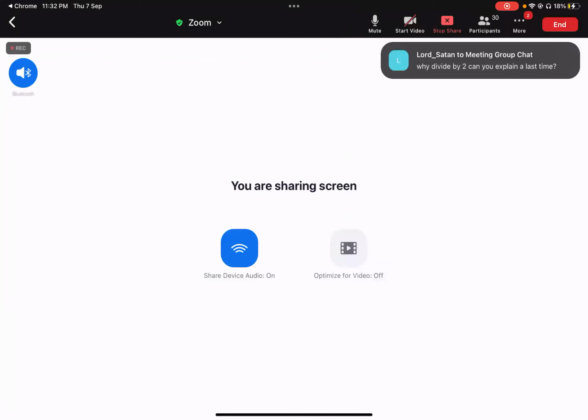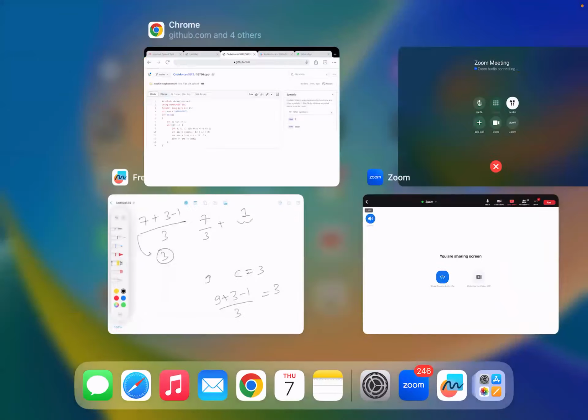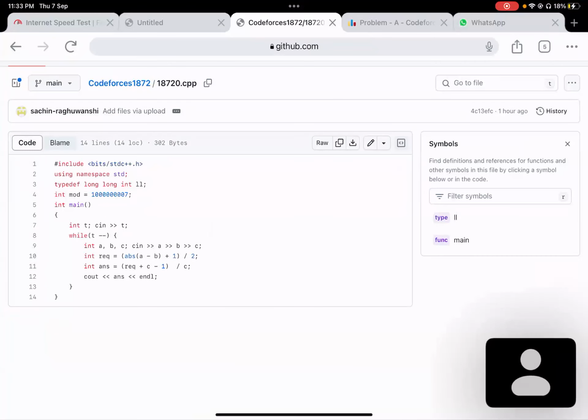Why did you divide by 2? Can you explain the last part? Okay, why I divided this by 2 is basically, I will explain again. Let's say you have 3 and you have 7. In one step, you are removing C from the larger element and adding C to the smaller element, right? So you are not solving for C, you are actually solving for 2C. So it's similar to solving for 4 difference or 2 difference, right? That's why we took 2 as a difference.